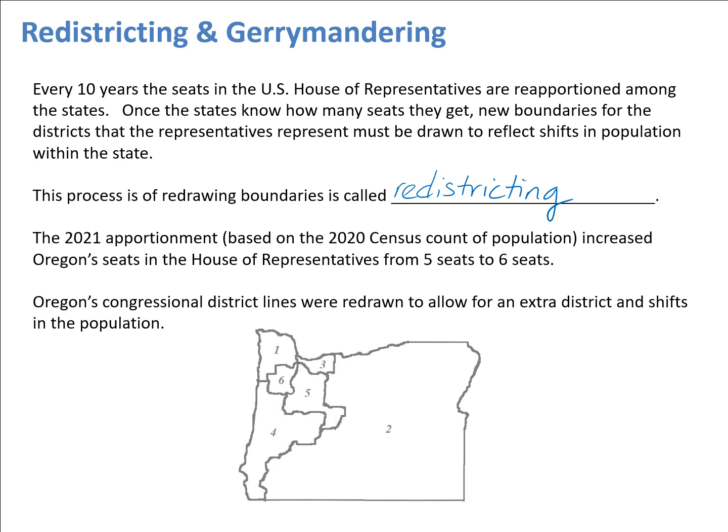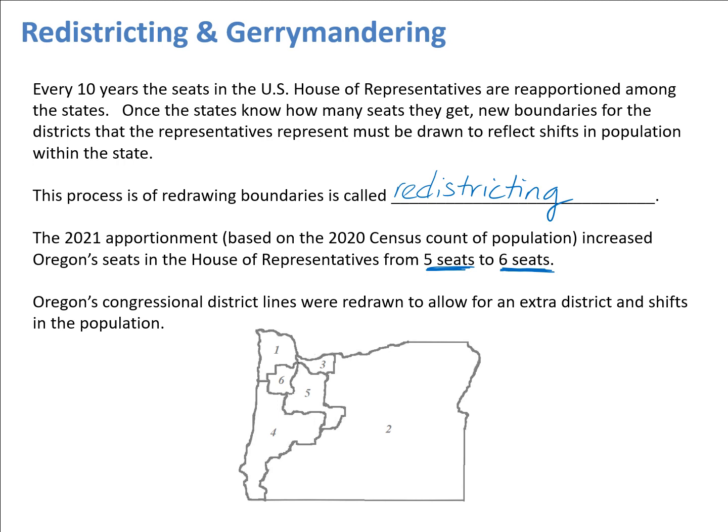The 2021 apportionment, based on the 2020 census count of population, actually increased Oregon's seats in the House of Representatives from 5 seats to 6 seats. So not only did Oregon see a shift in terms of where their population was, from some areas to other areas, but they had enough of an increase in population compared to other states that they received an extra seat in Congress. Because of that, it was important for Oregon's congressional district lines to be redrawn to allow, instead of 5 districts, for 6 districts.